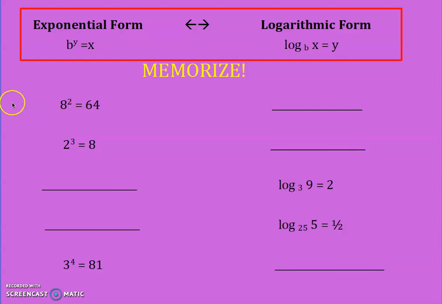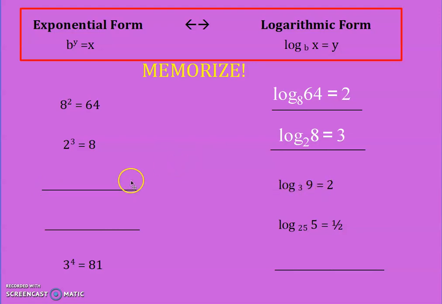All right, so what if we have 8 squared equals 64? How can we rewrite that? Well, we're going to use log base 8 of 64 equals 2. What if we have 2 to the 3rd power equals 8? Well, to rewrite it as a log, it's going to be log base 2, notice the bases are the same, of 8 equals 3.